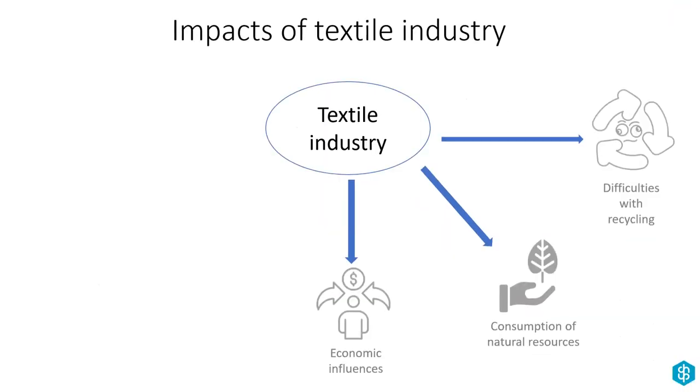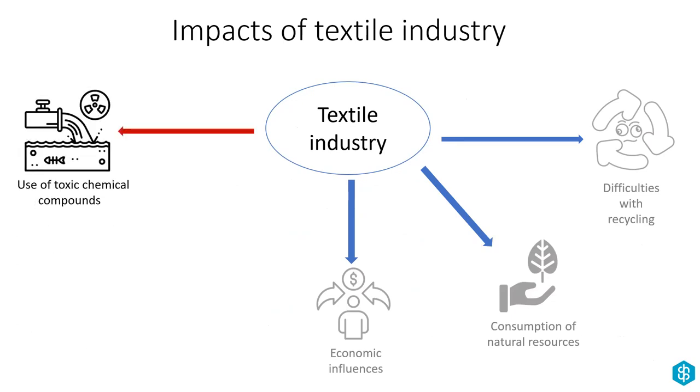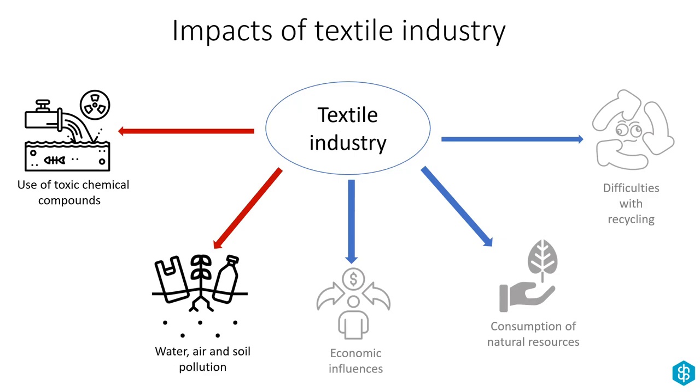So I have already shown you this schema, and you already know that there are some impacts related to the textile industry, but today I would like to focus only on one, and this is the use of toxic chemical compounds, and this impact is closely connected with water, soil, and air pollution.